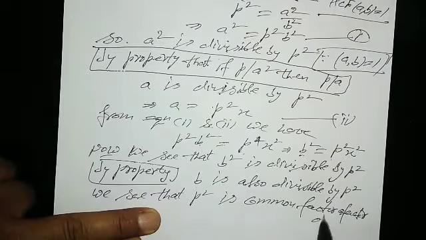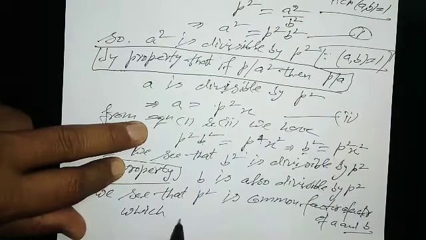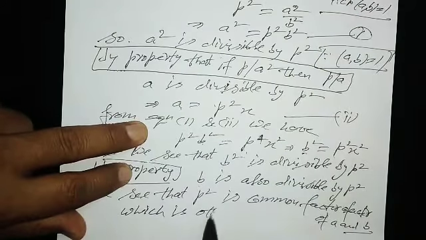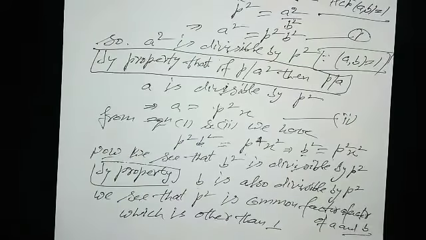Common factor of a and b other than 1. As we know, p is a prime number and this one is not prime, and so p is different from 1.